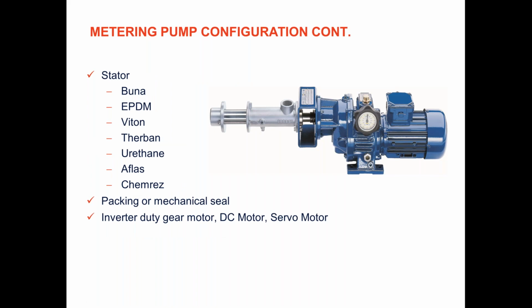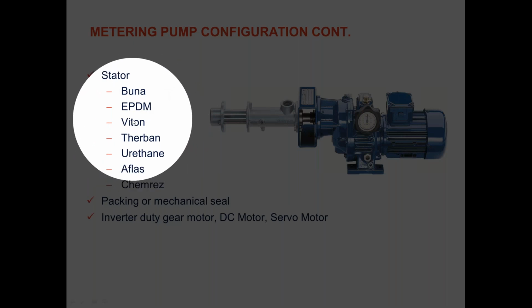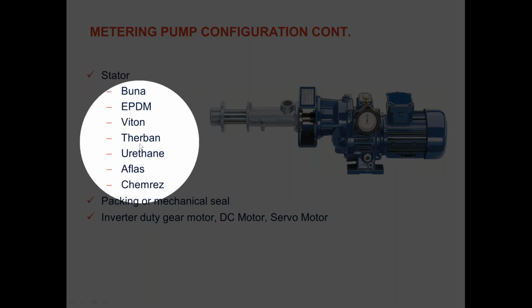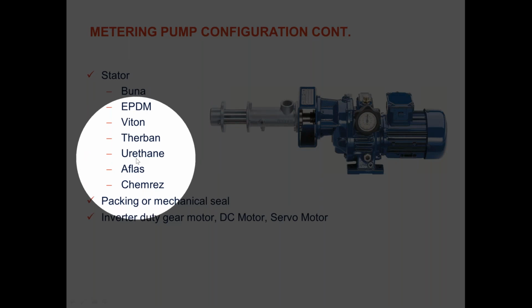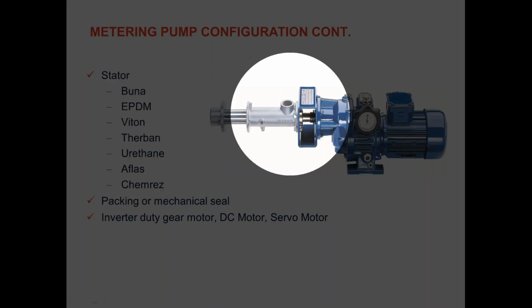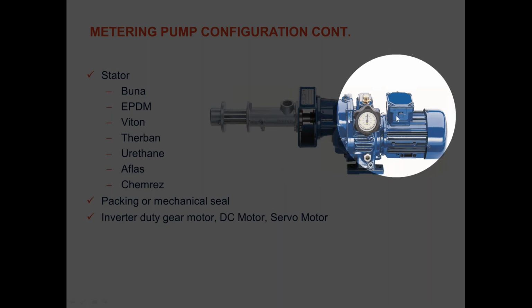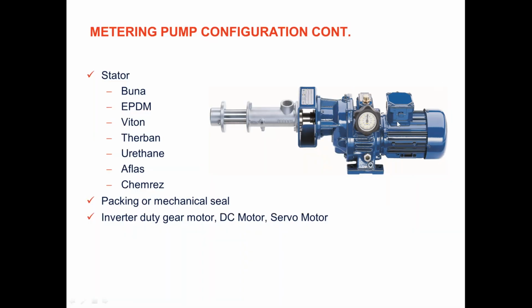We look at the various stators that can be used on our chemical metering pumps. Anything from Buna and EPDM and Viton, which are the 3 most popular, down to exotics such as Teraban, urethane, and Chemraz. On the seal side, you can use packing or mechanical seal. And on the drive end, there's a lot of different choices on how you want to drive this pump.